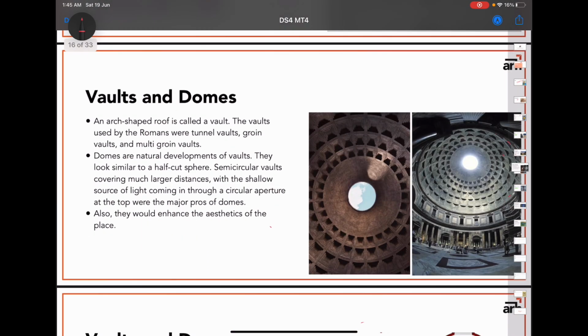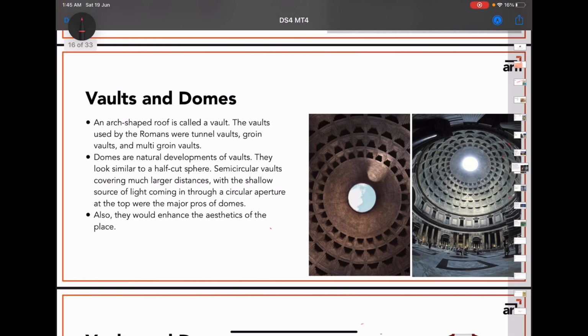Then the last one, which is the natural expansion of the arch, is a tunnel, or you can say vault. Now vaults used by the Romans were primarily groin vaults and multi-groin vaults. And after that, the natural development was domes after vaults. They look similar to half-cut shapes. So if you have this sphere, you cut it in half. So you have this hemispherical mound, which is known as a dome.